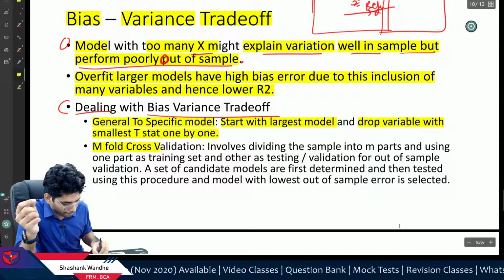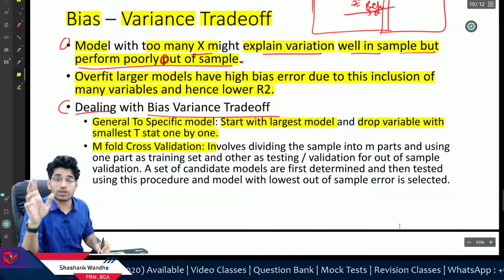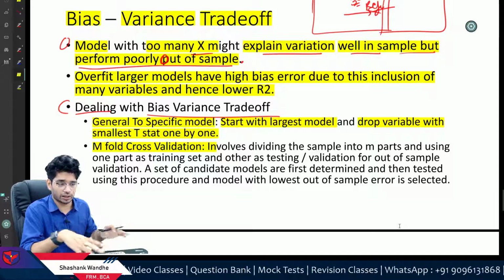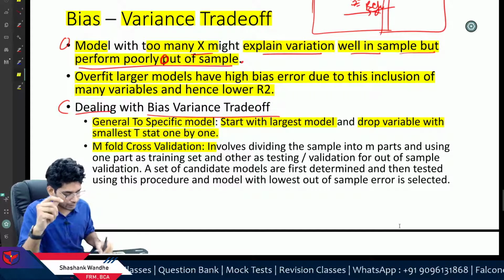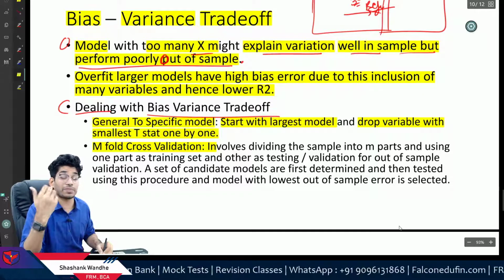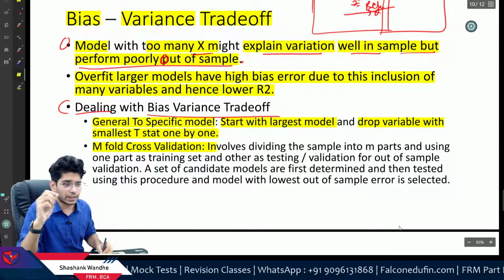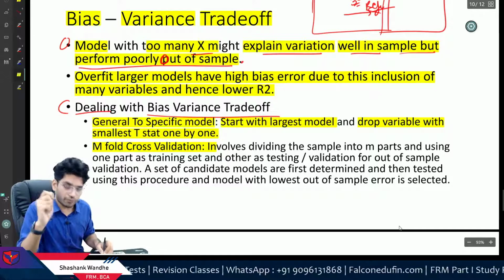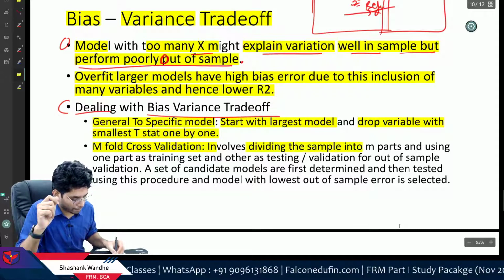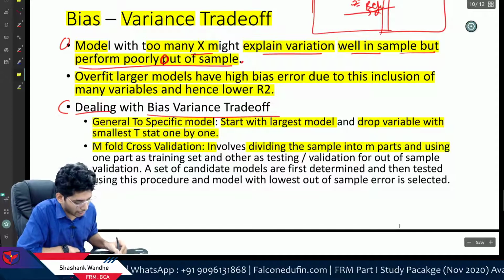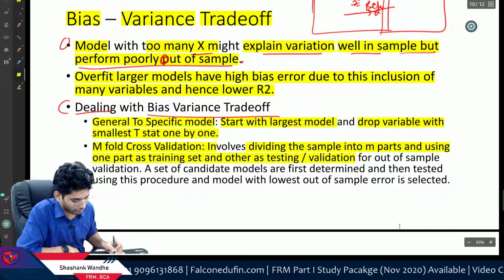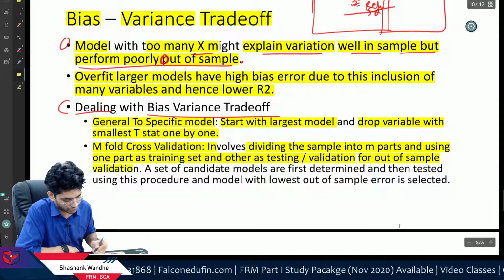Then we have m-fold cross validation. Those who are taking the R classes will see both these things in your programming. We will see practically how all these things are done. That's why I'm saying it is difficult to explain in theory. This is m-fold cross validation: it involves dividing the sample into m parts and using one part for training and the other for testing, that is, validation for the out-of-sample check.